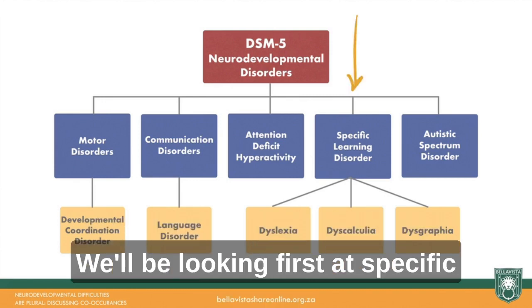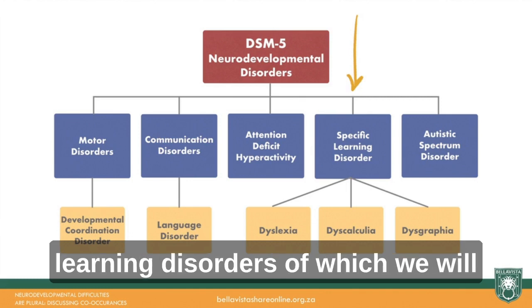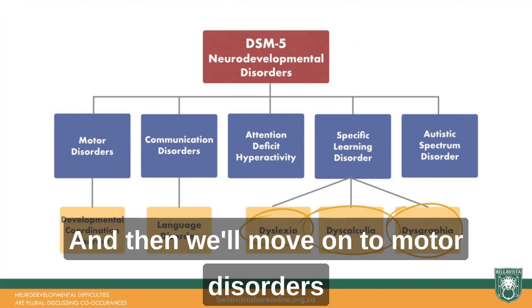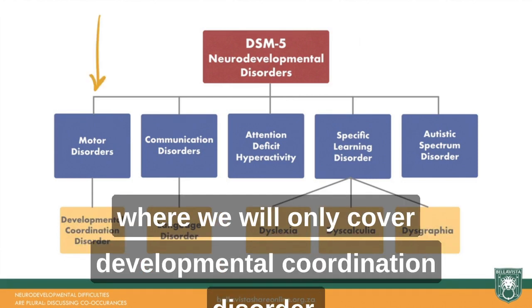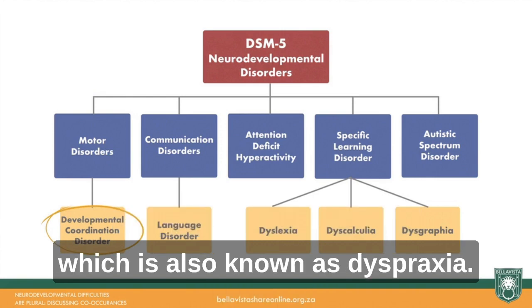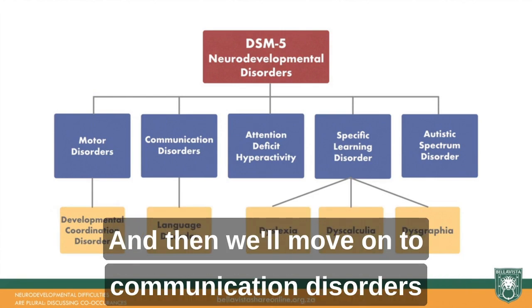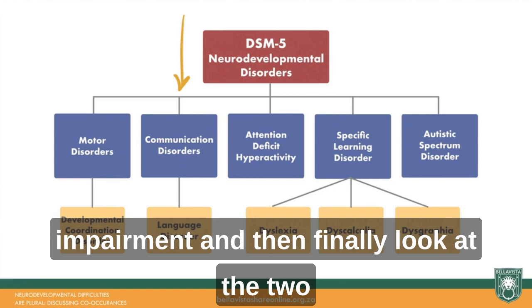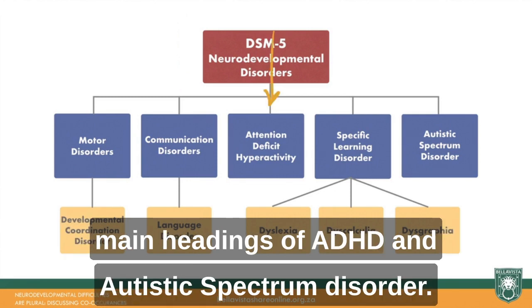We'll be looking first at specific learning disorders, of which we will cover dyslexia, dyscalculia, and dysgraphia briefly. And then we'll move on to motor disorders, where we will only cover developmental coordination disorder, which is also known as dyspraxia. And then we'll move on to communication disorders and look at a term called specific language impairment, and then finally look at the two main headings of ADHD and autistic spectrum disorder.